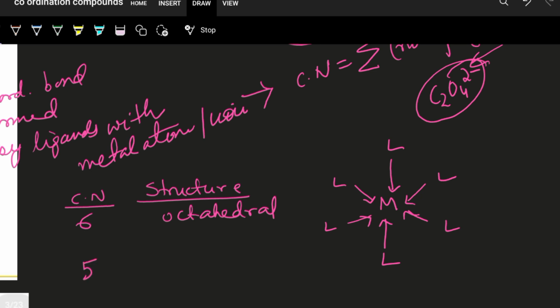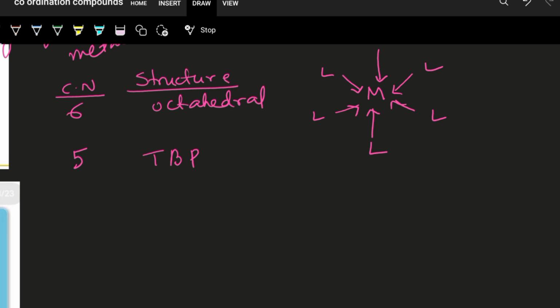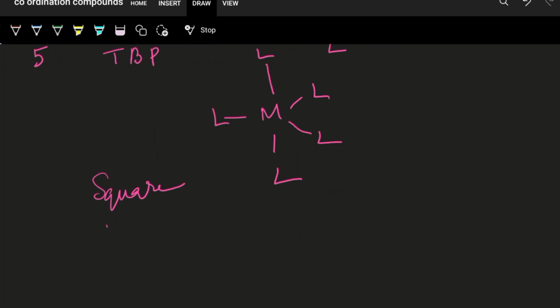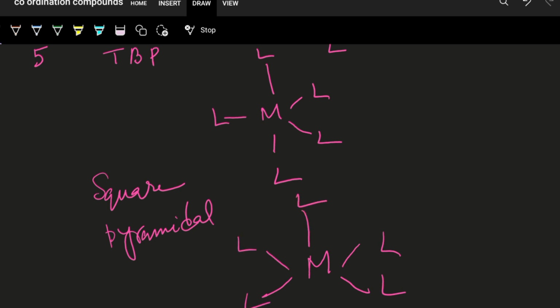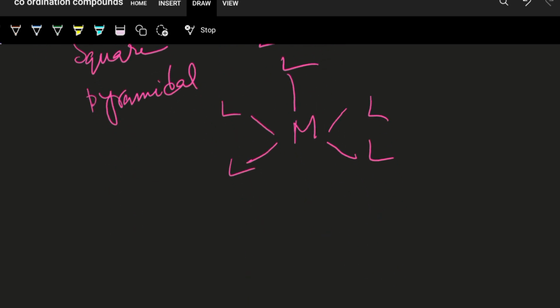If the coordination number is 5, it can be first a TBP structure. So I can say this is the TBP structure of the metal and the ligand, the way it is aligned, or it can be a square pyramid. So I'll say square pyramidal structure. If it is a square pyramidal structure, then these are the 4 bonds and this is your 5th bond. If the coordination number is 4, then we'll get a tetrahedral form.